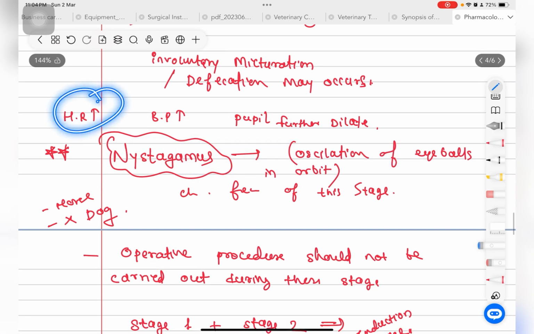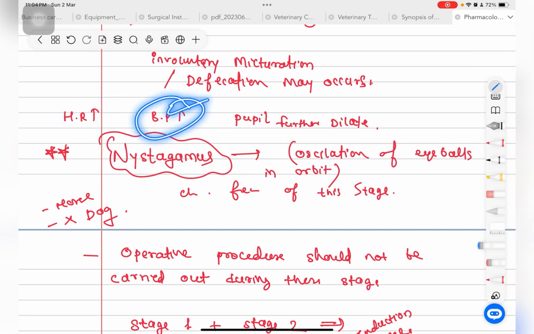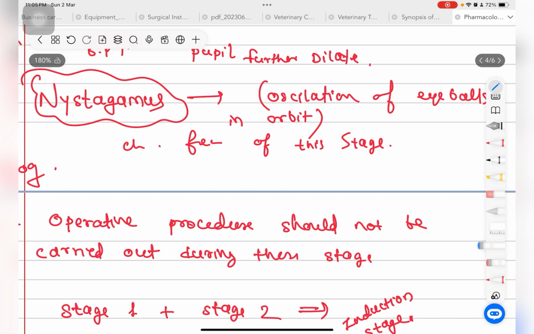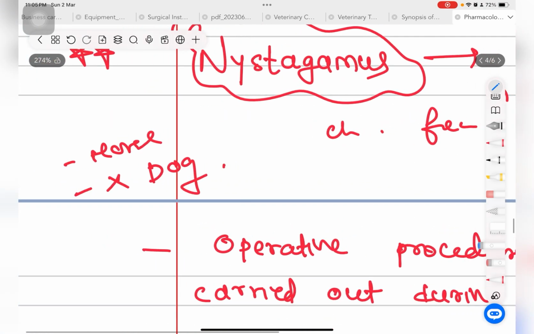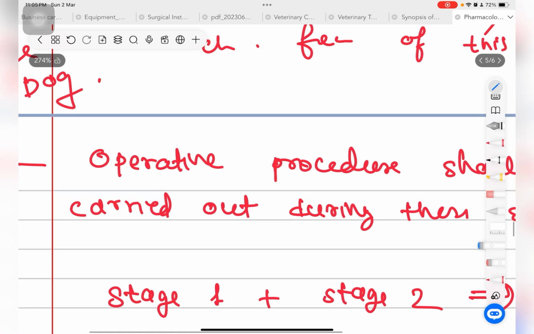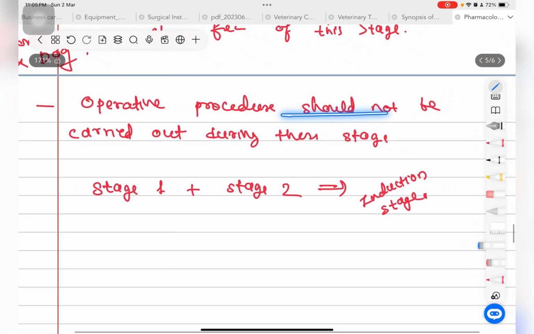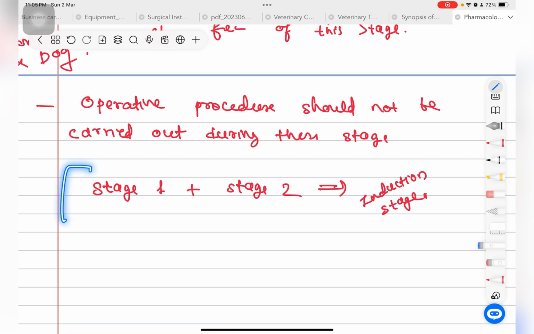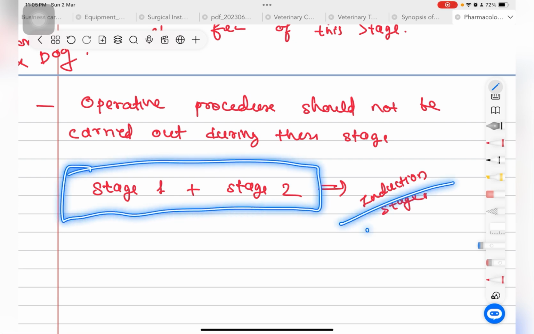Then the heart rate increases further, blood pressure suddenly increases, and the pupils dilate further. The special feature is nystagmus, that is the oscillation of the eyeballs in their orbit. It is a characteristic feature of this stage, which occurs only in horses, not in dogs or cats. Operative procedures should not be carried out in the second stage of anesthesia. Stage 1 and stage 2 are collectively known as the induction stage.